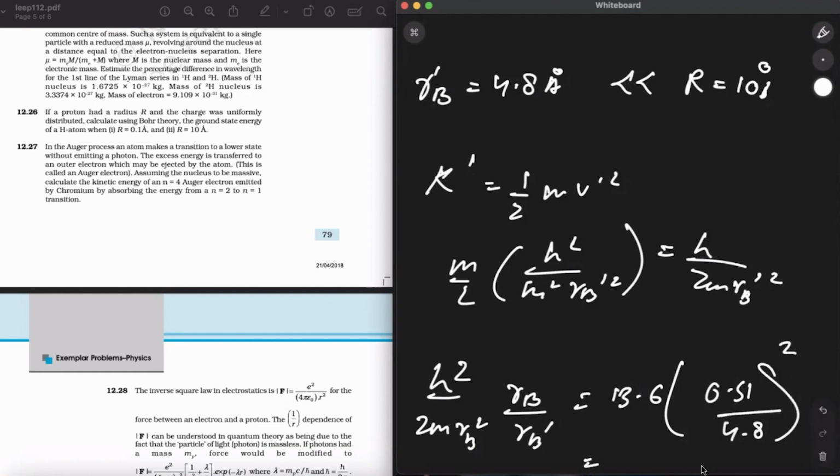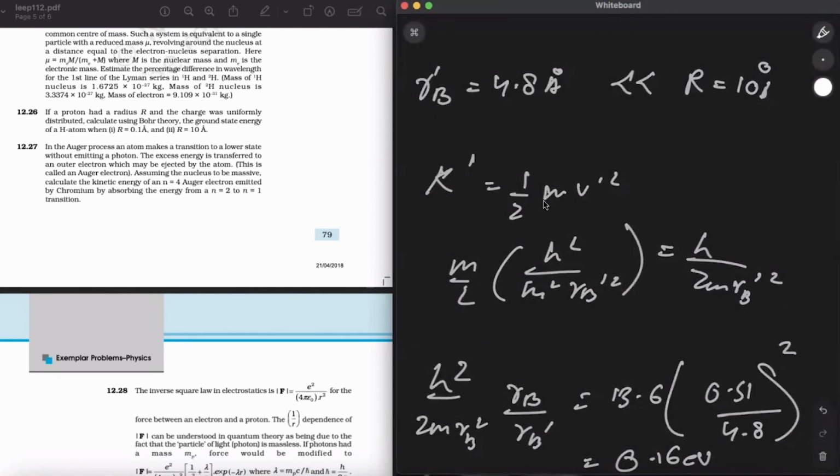So calculating for this, this value will be what? 0.16 electron volt. 0.16 electron volts. Okay.